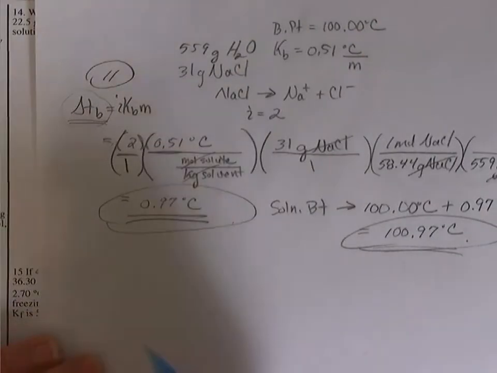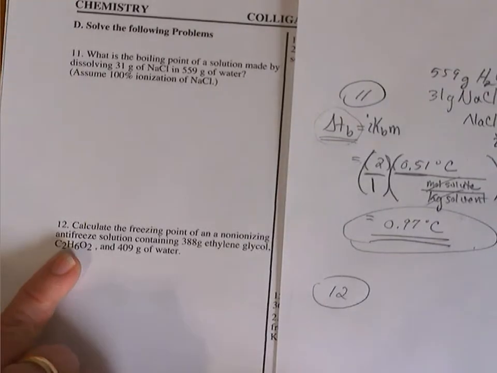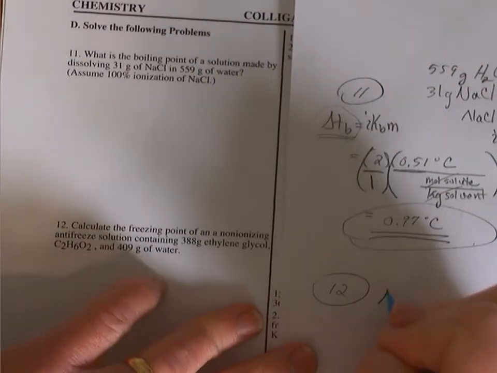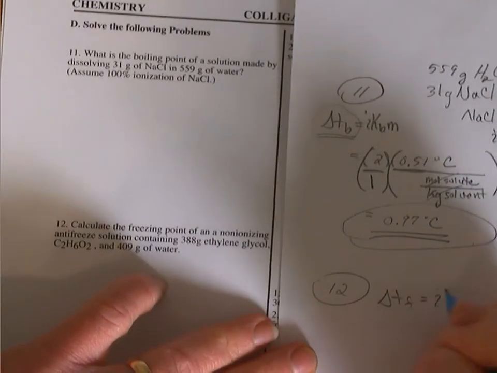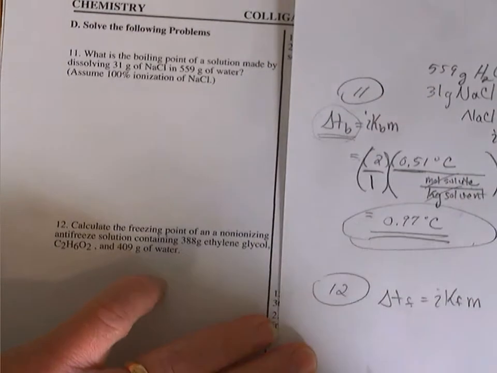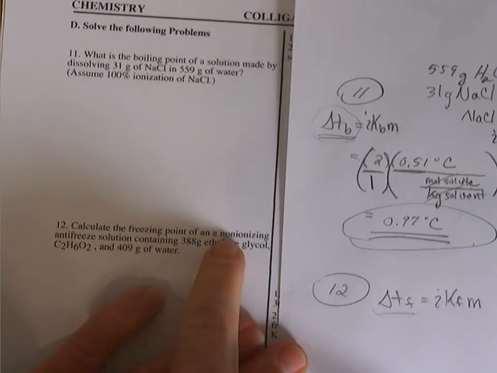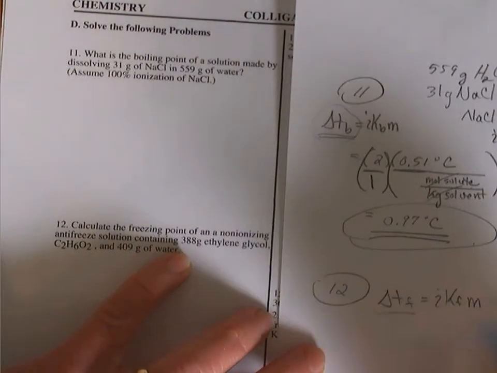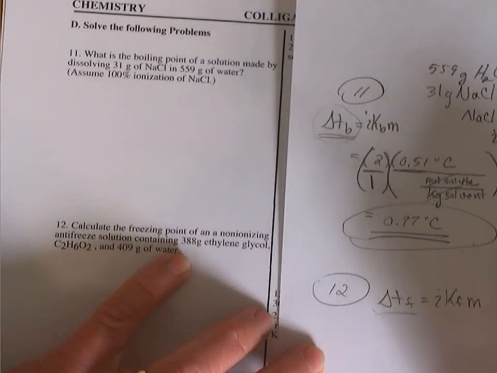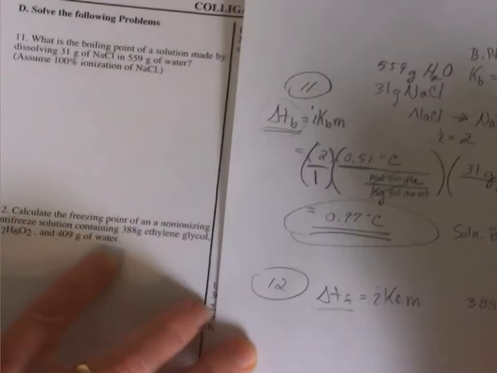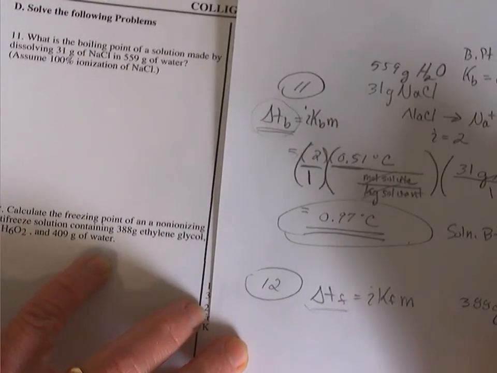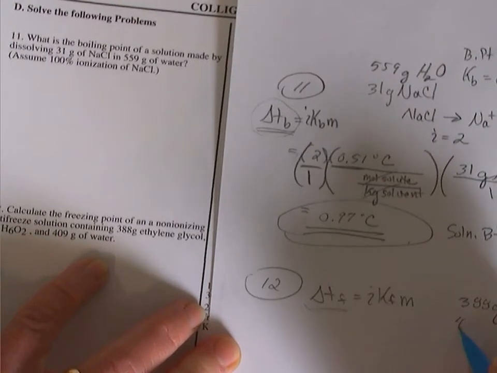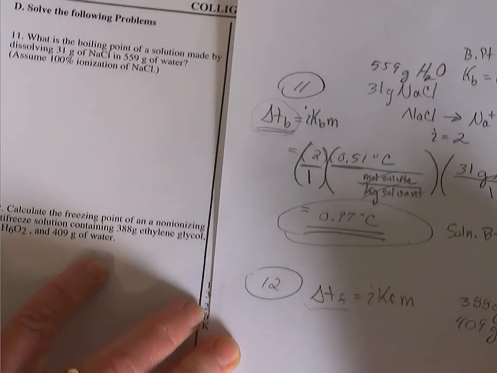Okay, number 12. Calculate the freezing point. All right, so I know I'm dealing with this. I'm asked for the freezing point, so I know I'll have to find the change and then apply it. Of a non-ionizing antifreeze solution containing 388 grams of ethylene glycol, and that is C2H6O2, and 409 grams of water.